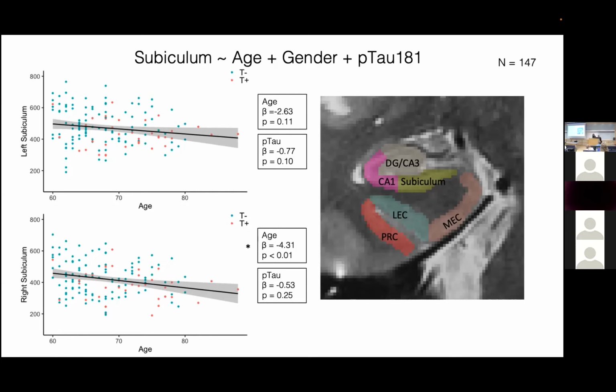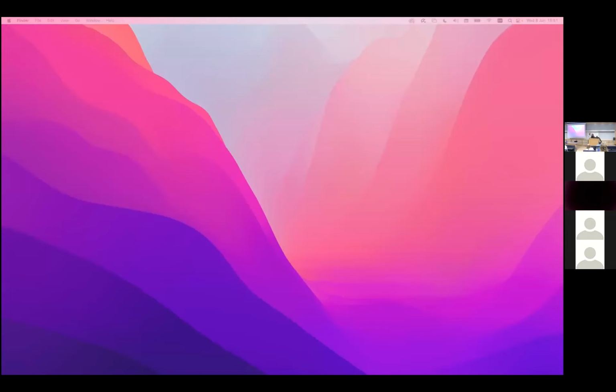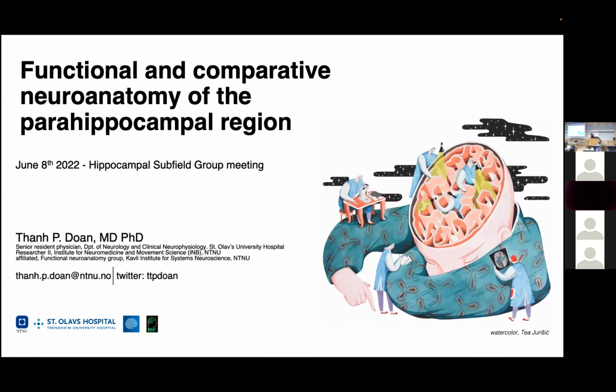Next up, we have Dr. Thanh P Doan, who is a resident and also affiliated with the Kavli Institute in Trondheim and also the Norwegian University of Science and Technology also in Trondheim. And he will give a talk on functional and comparative neuroanatomy of the parahippocampal region.